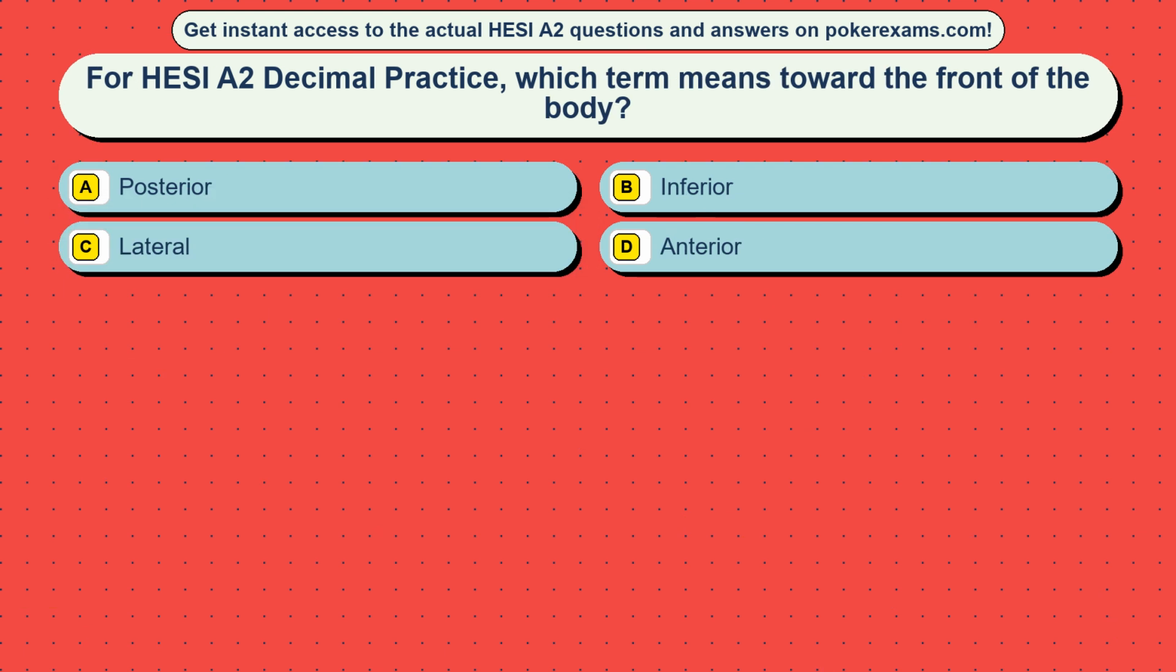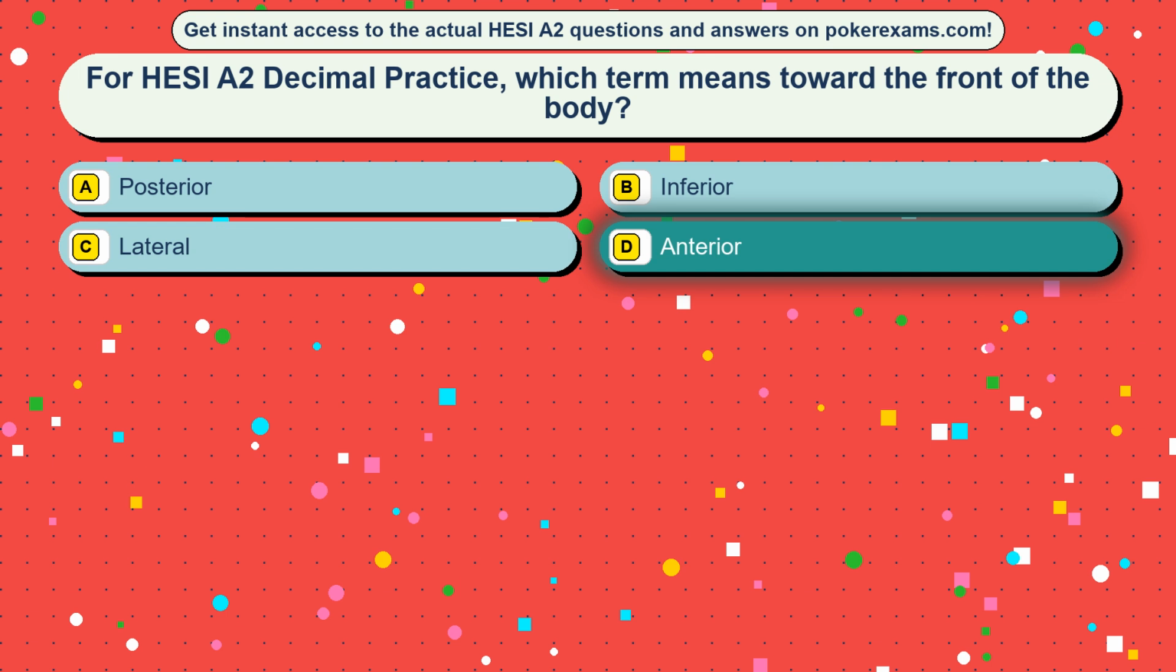Question 2. For HESI A2 Decimal Practice, which term means toward the front of the body? Option A. Posterior. Option B. Inferior. Option C. Lateral. Option D. Anterior. The correct answer is option D.